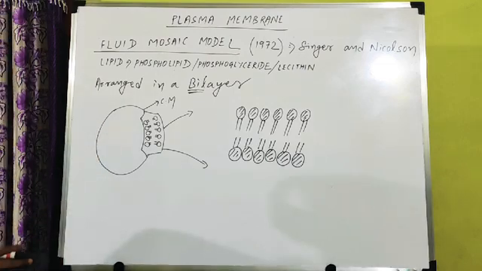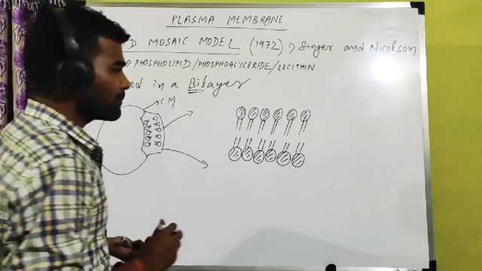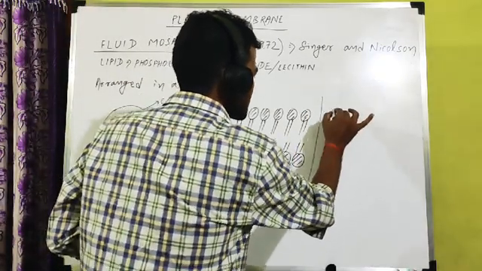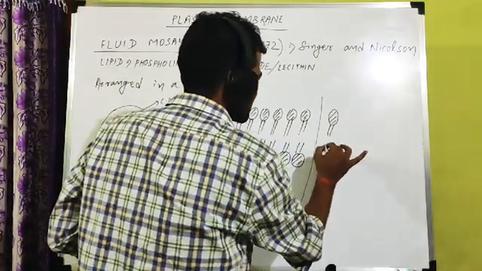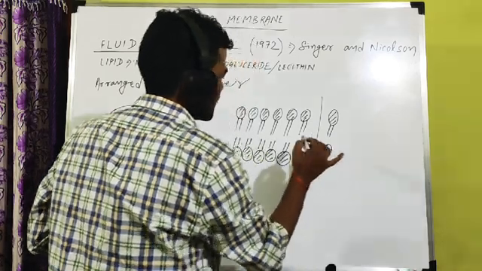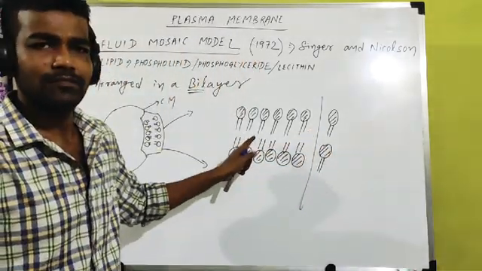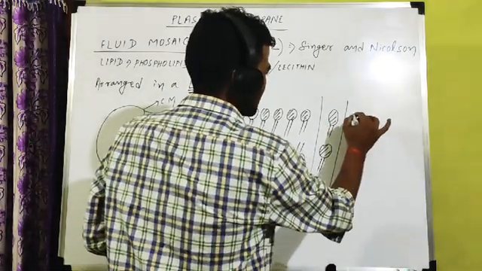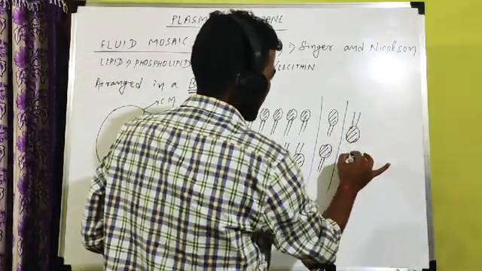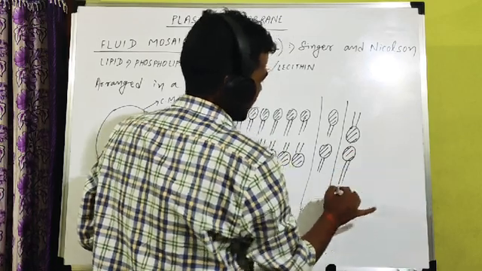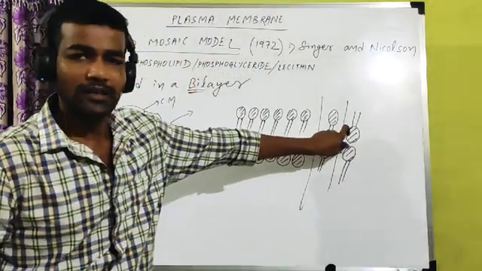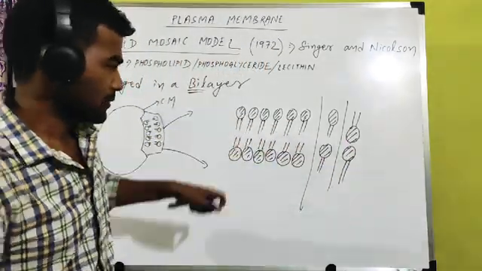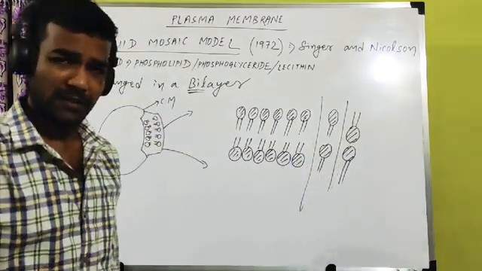Why does this type of arrangement take place? One question may arise in your mind. They could be arranged like this, or they may be arranged like this. But in the diagram I have not shown it like this. Another possibility is that they may be arranged head to head, where their heads are together and here the tails are together. But this type of arrangement does not take place.